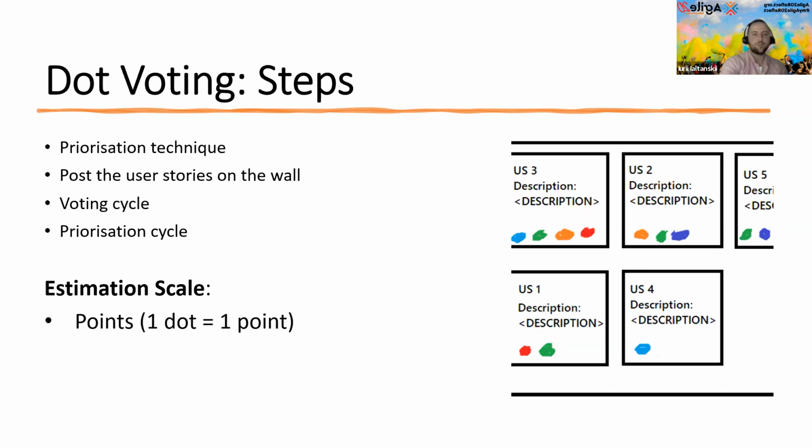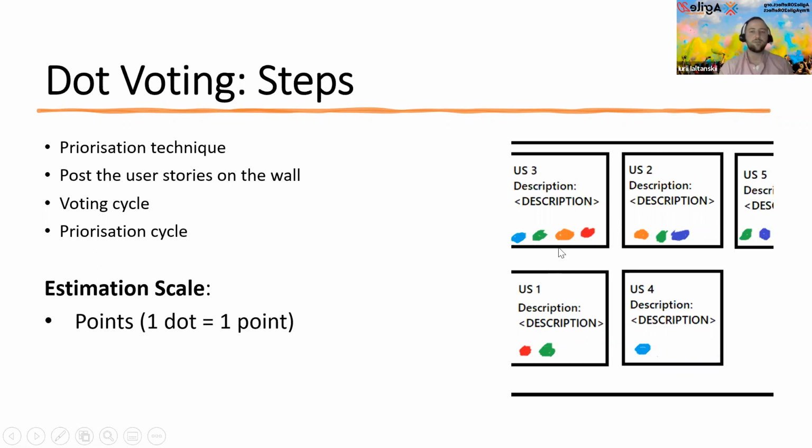We just post the user stories on the wall. And then each team member has a pen or a marker to draw a dot on the item, on the post-it card or whatever it is, right? During the voting cycle, we draw these dots on the items, and after that we prioritize the items that have a large amount of dots, right? And if we're talking about estimation scale, usually it's just 1 dot equals 1 point, right?